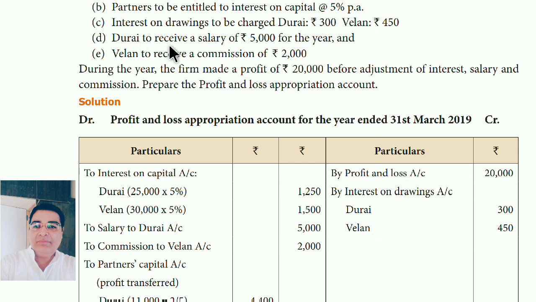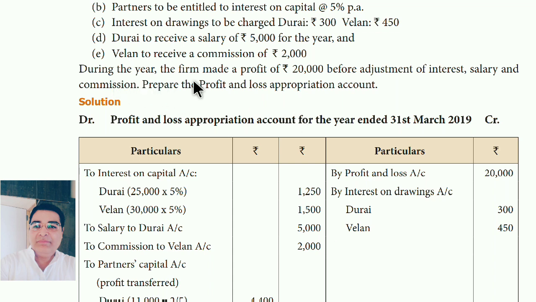Then Durai is to receive salary. Only these two items will come on the credit side. All other items we have to write on the debit side. So salary of rupees 5,000, we have to write on the debit side, salary of Durai. Then Velan is to receive commission of 2,000. We have to write commission, Velan account, rupees 2,000. Understand?